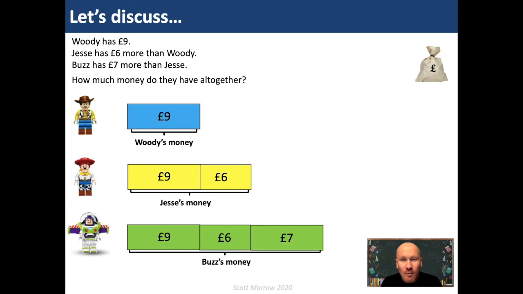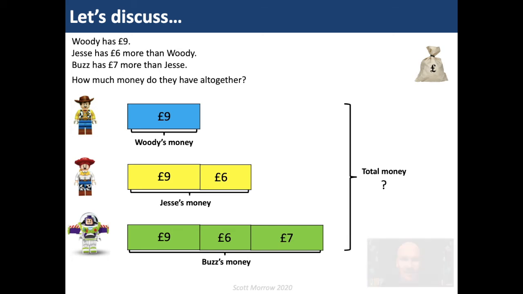I want to work out how much they've got altogether, so I know that I need to add all of that up. Now there are lots of different ways to do that. I could add up 3 lots of 9, 2 lots of 6, and then the 7, but I'm going to work out how much money they've each got first.